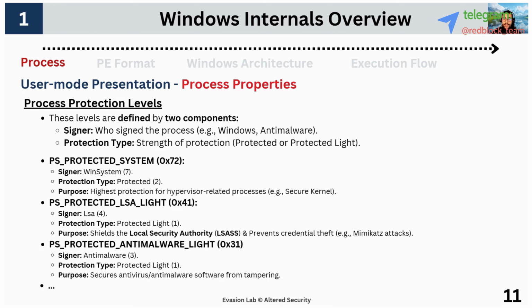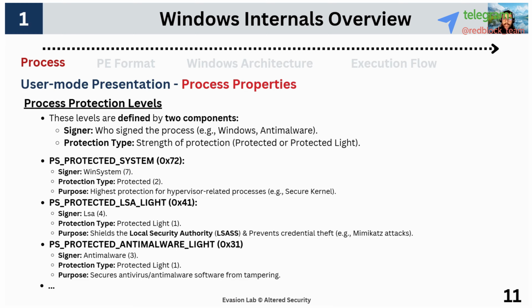The purpose of this protection level is for hypervisor related processes like the secure kernel, providing the most robust security to prevent tampering or termination. And the next protection level is PS protection LSA Lite, which shields the Local Security Authority from attacks, particularly to prevent credential theft tools like Mimikatz, enhancing system security.